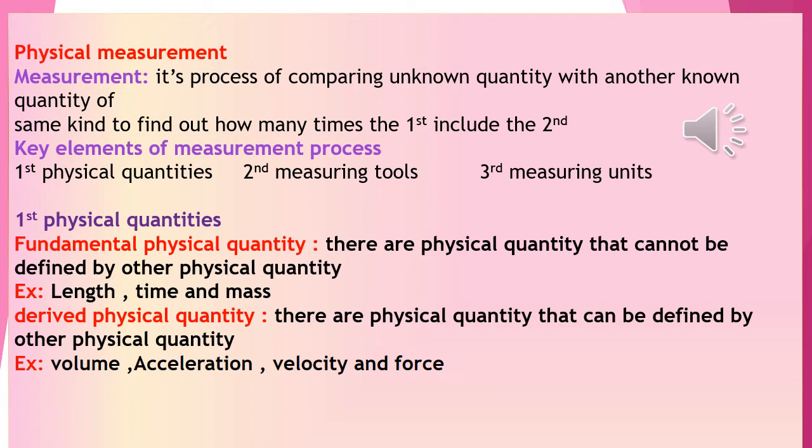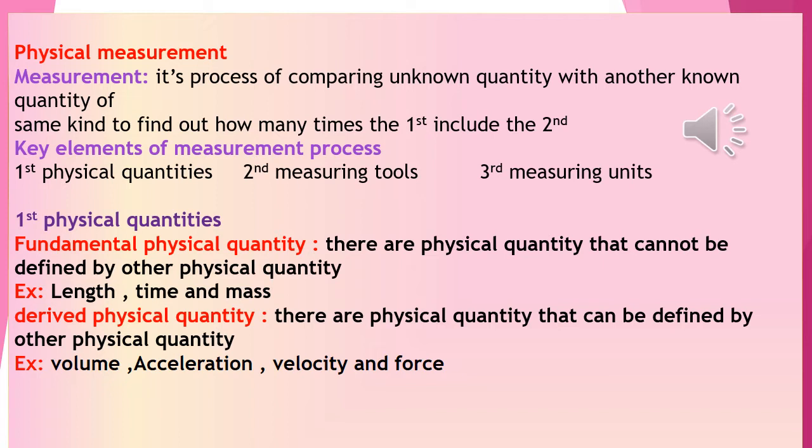What I mean by known and unknown: when I want to measure my length, it's called unknown. I bring a meter tape to measure it. So the meter tape is known because it's a weighted meter, okay? We have three key elements of any measurement process. First one is called physical quantity. Second, measuring tools. Third, measuring units. We'll talk about the first one, physical quantities.